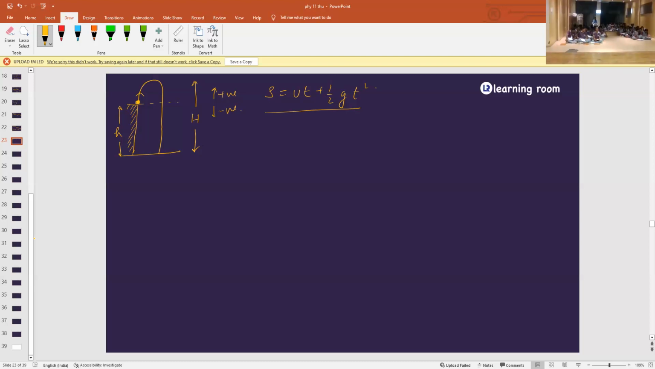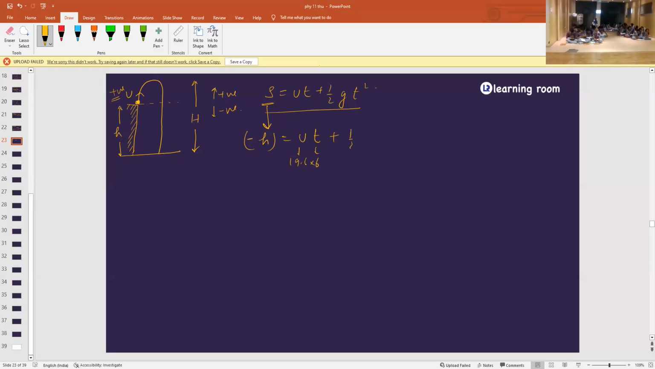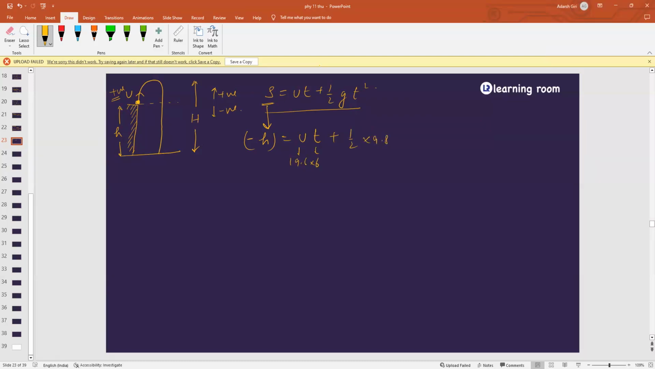In this case, you have to consider the initial velocity upwards, that is u, because you are going upwards. The net displacement that is happening here is minus h because that is happening downwards. So u into t, that is 6 seconds, u that is 19.6, plus half into g, that is 9.8, into t, that is 6 seconds, squared. One more thing, g is downwards, so g will be minus.